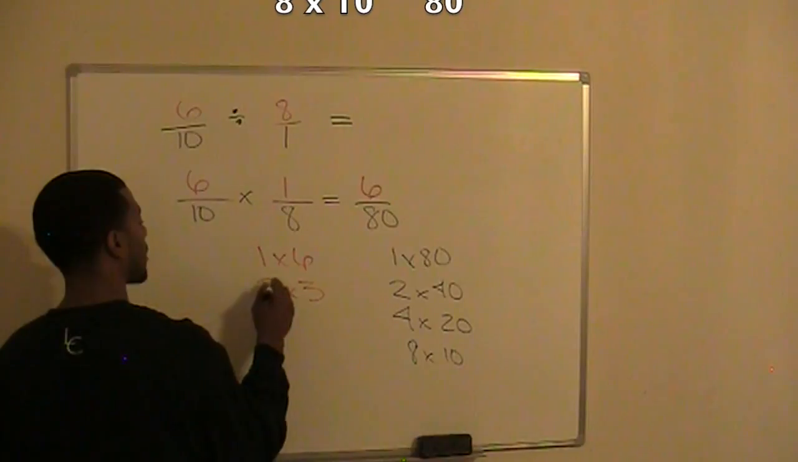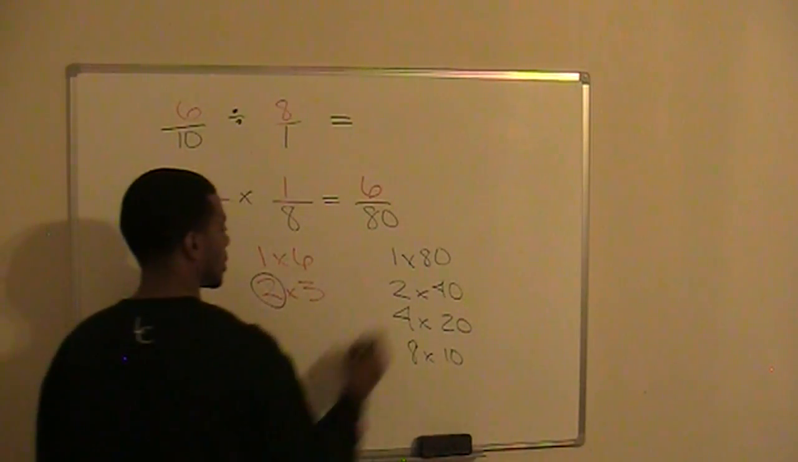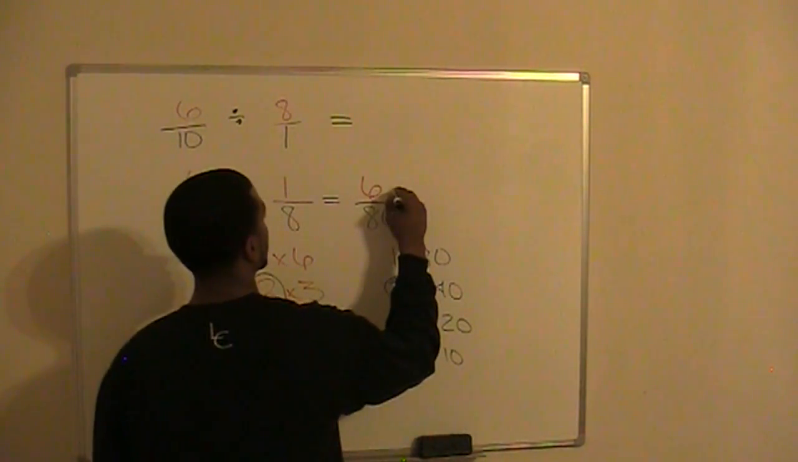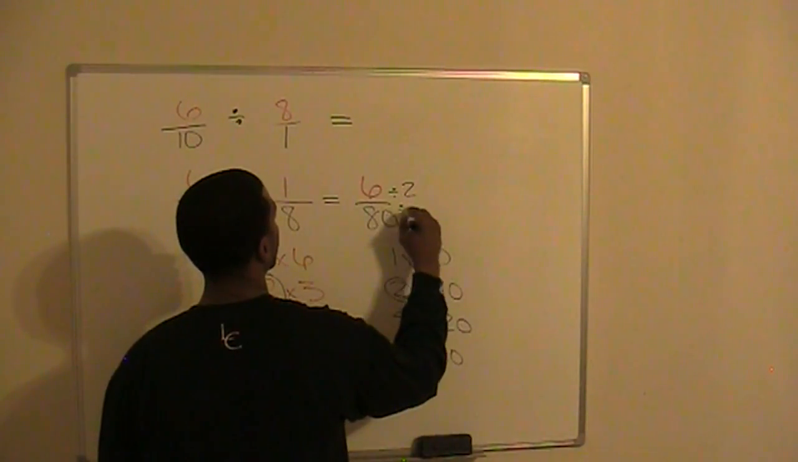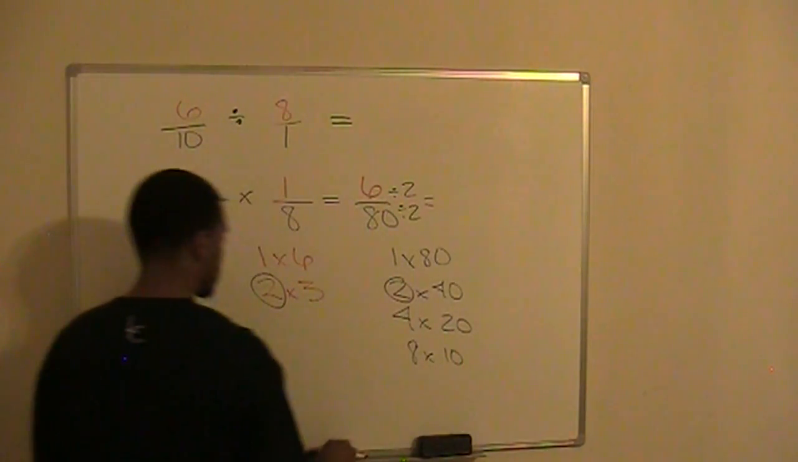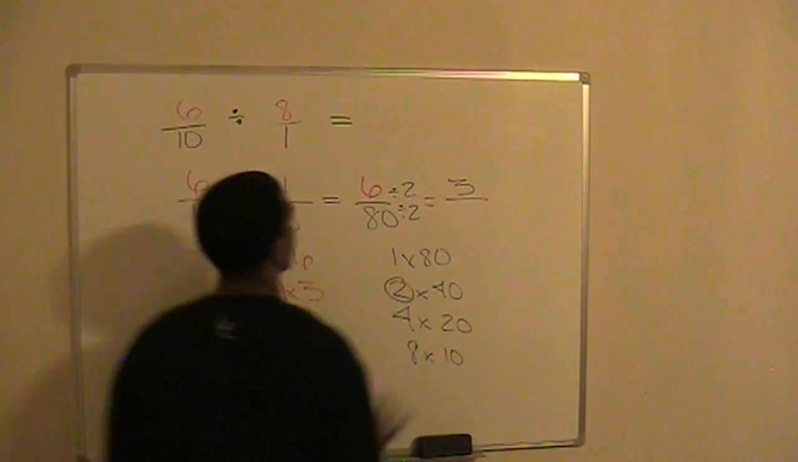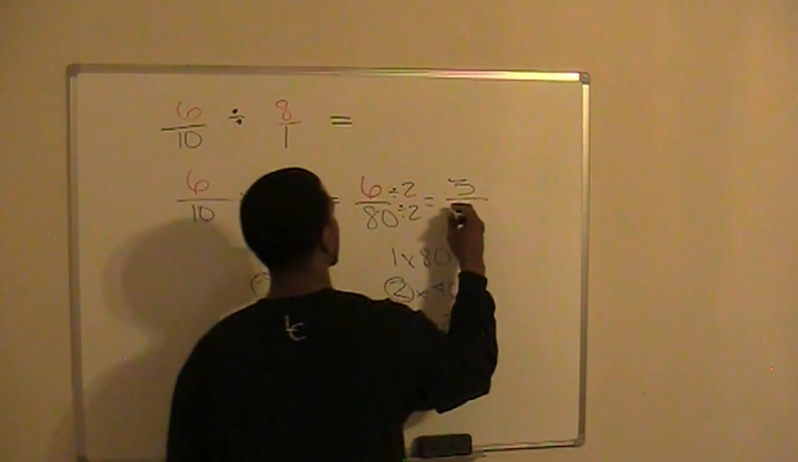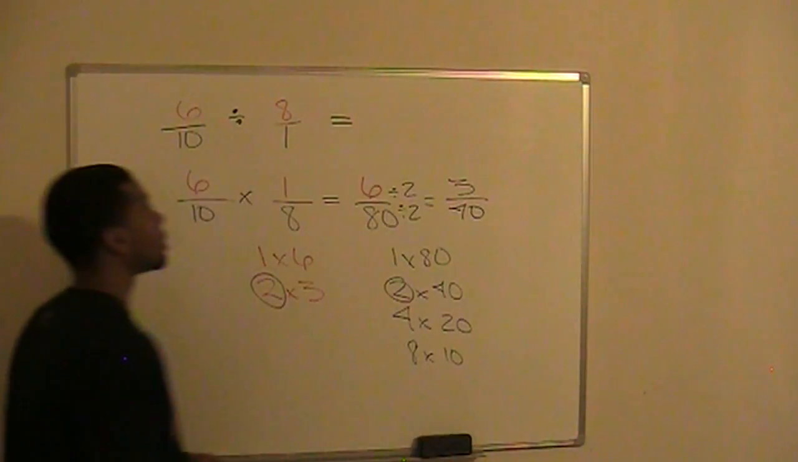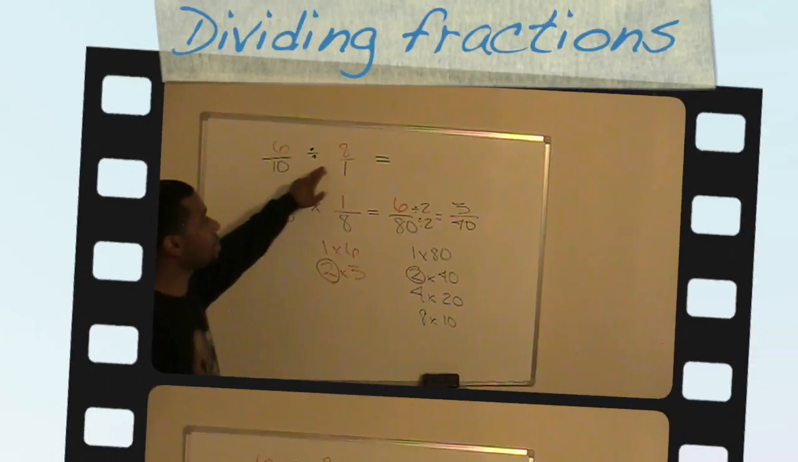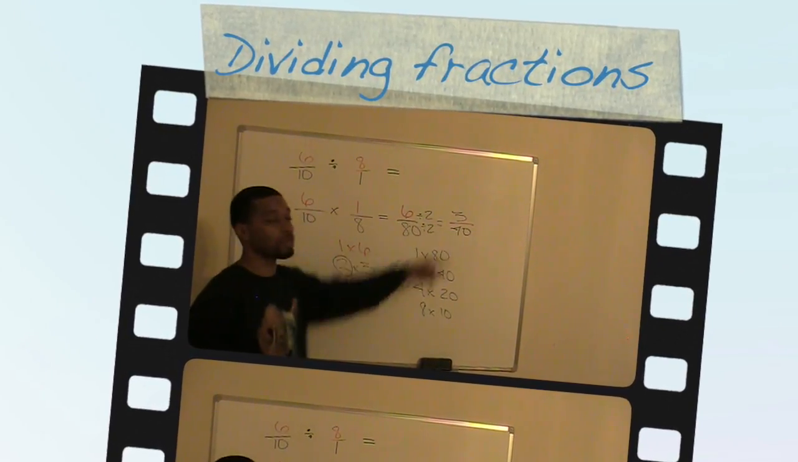The number that they have in common, or at least the highest one, is 2. So we're going to divide both our numerator and our denominator by 2. 6 divided by 2 is 3. 80 divided by 2 is 40. So 6/10 divided by 8 will give me 3/40.